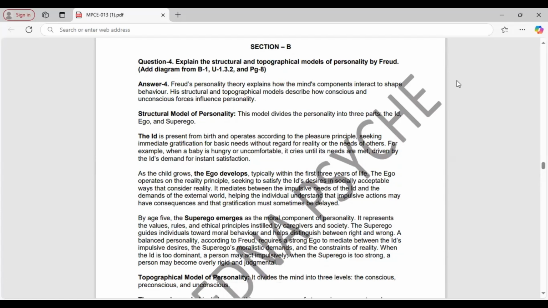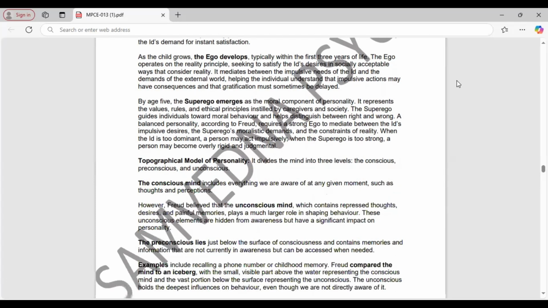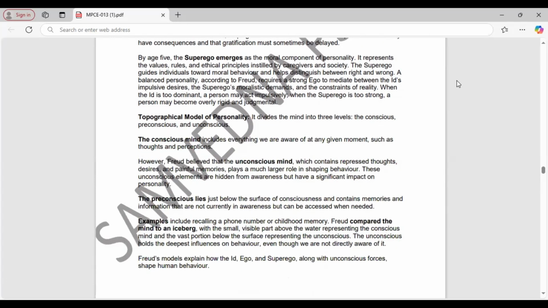Topographical model of personality. This divides the mind into three levels: conscious, preconscious, and unconscious. Conscious mind. This level includes everything currently in awareness, such as thoughts and perceptions. Unconscious mind. Freud emphasized the significant role of the unconscious, which holds repressed thoughts and painful memories that profoundly impact personality. Preconscious mind. This level lies just below consciousness, containing accessible memories and information like recalling a phone call.